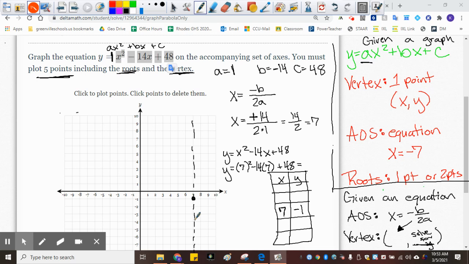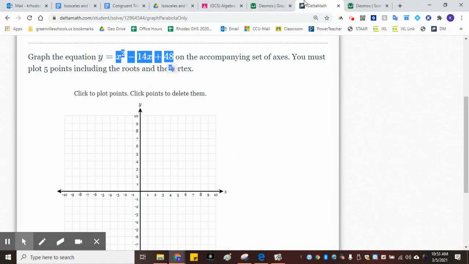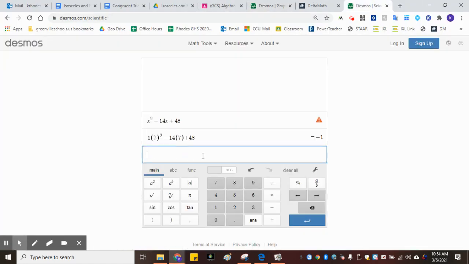What other points do I need to find? 5 and 6. So that'll give us 5 points. So I got to plug in 5 and I got to plug in 6. Plug in 5, I get 3. Plug in 6, I get 0. So 5 is 3, 6 is 0.